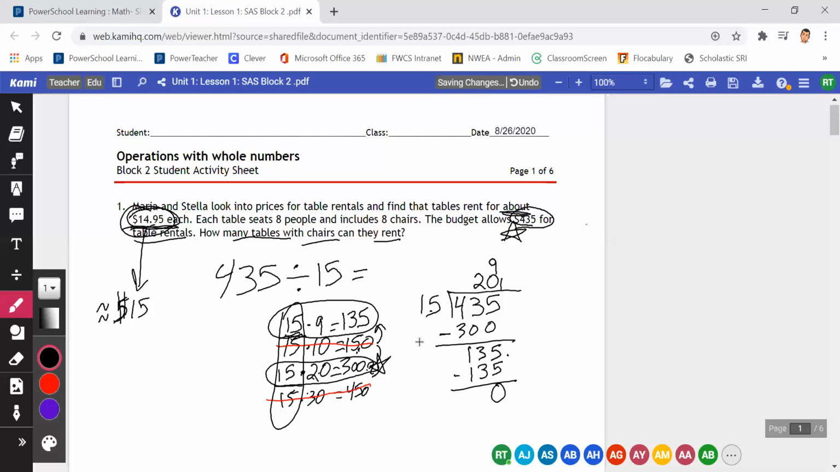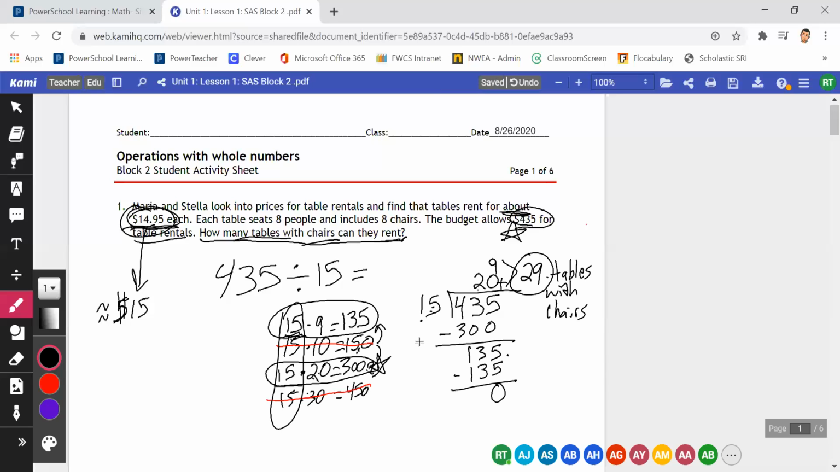Now, I need to add these together. So I put in 20 groups of 15 and 9 groups of 15. Adding these together, of course, gives me 29. So when I go back to my question, how many tables with chairs can they rent? They can rent 29 tables with chairs.